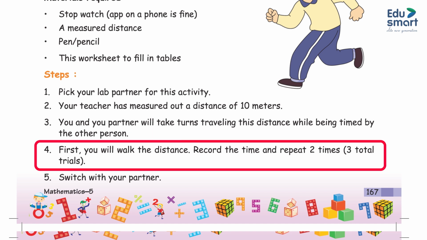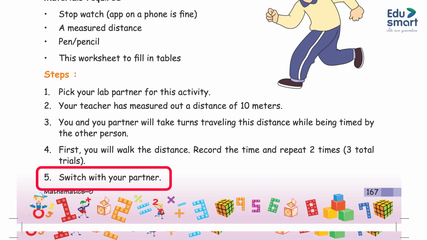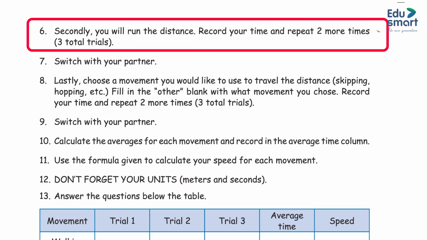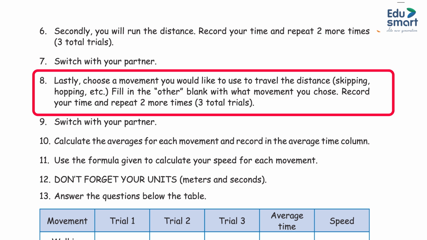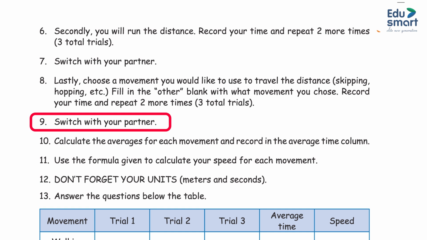4. First, you will walk the distance, record the time and repeat 2 times. 3 total trials. 5. Switch with your partner. 6. Secondly, you will run the distance, record your time and repeat 2 more times. 3 total trials. 7. Switch with your partner. 8. Lastly, choose a movement you would like to use to travel the distance, skipping, hopping, etc. Fill in the other blank with what movement you choose. Record your time and repeat 2 more times. 3 total trials. 9. Switch with your partner.